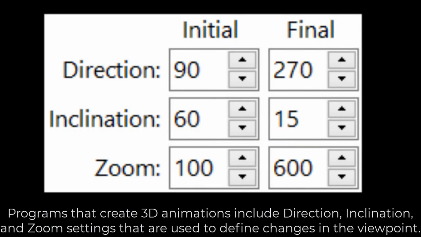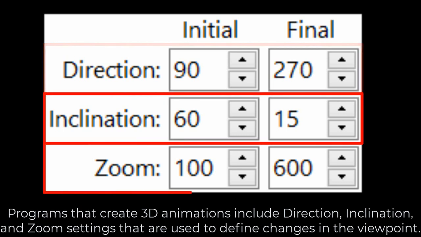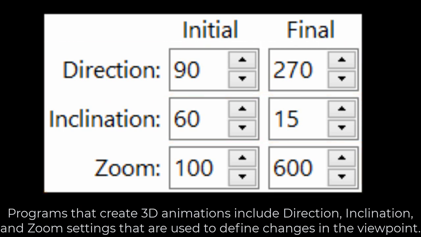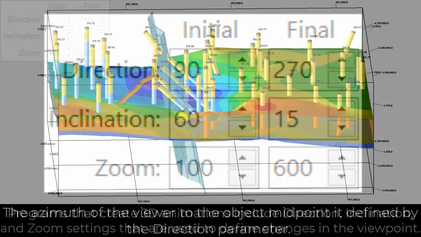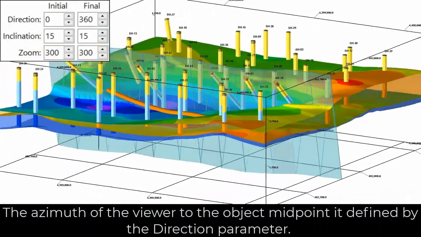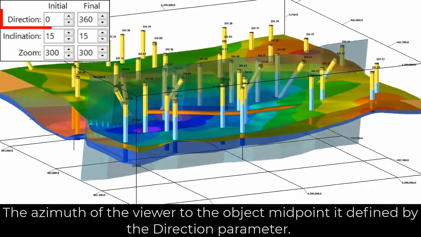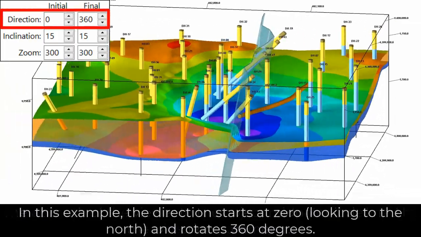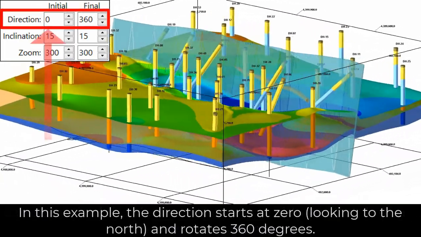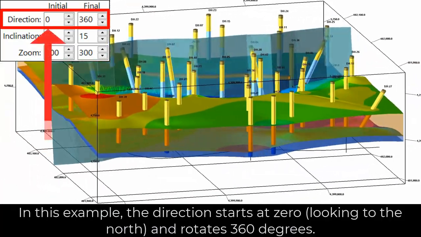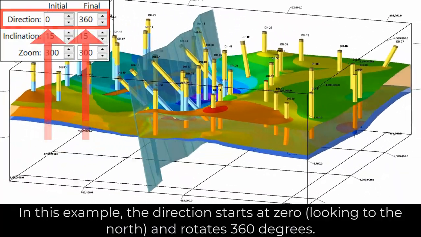Programs that create 3D animations include direction, inclination, and zoom settings that are used to define changes in the viewpoint. The azimuth of the viewer to the object midpoint is defined by the direction parameter. In this example, the direction starts at zero, looking to the north, and rotates 360 degrees.